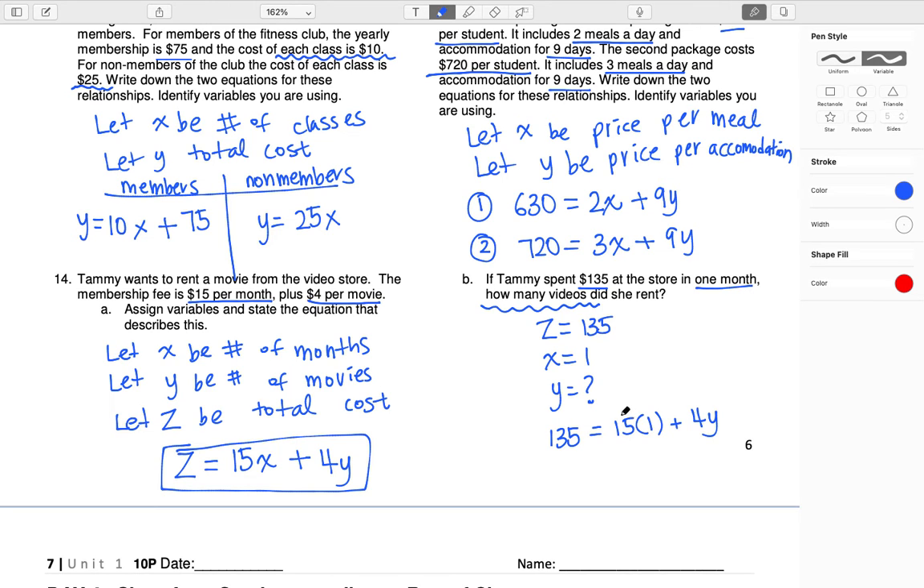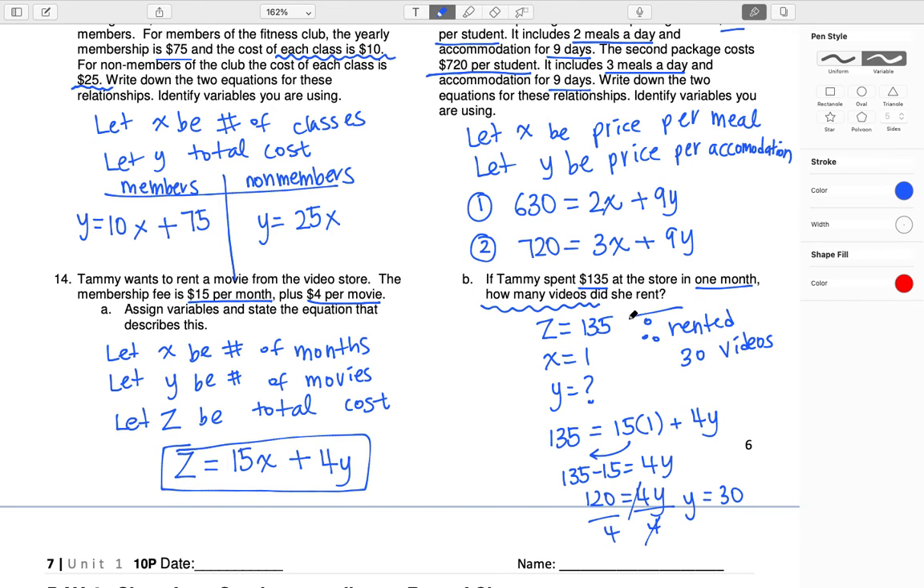15 times 1 is 15, so move 15 to the other side. 135 minus 15 equals 4y, and that gives me 120 equals 4y. We're going to divide both sides by 4, so it cancels out. Therefore, y is equal to 30. Because it's a word problem, make sure you end with she rented 30 videos or 30 movies. And that's it.